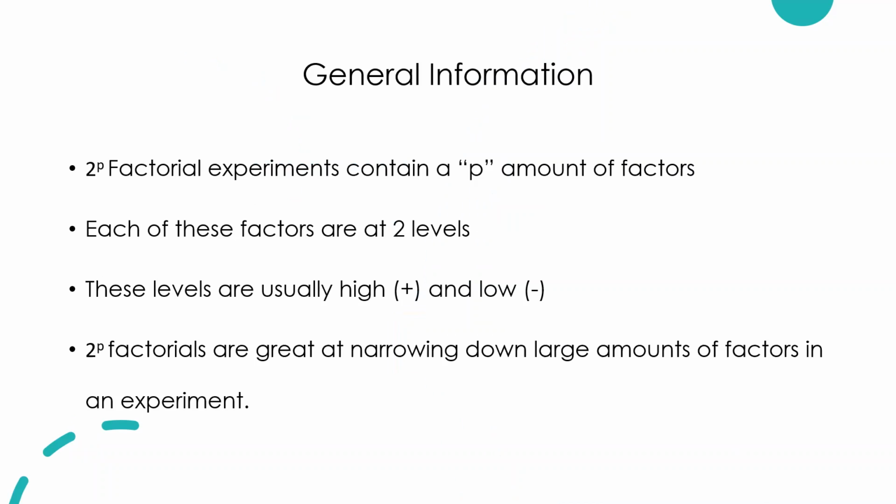So, quick general information. 2^p factorials are experiments that contain p factors. P is very arbitrary; it's just how many factors you have in any given experiment. You test these factors at two different levels, very high and very low. This is a great way to narrow down large numbers of factors in an experiment to figure out which factors are useful and which are not.